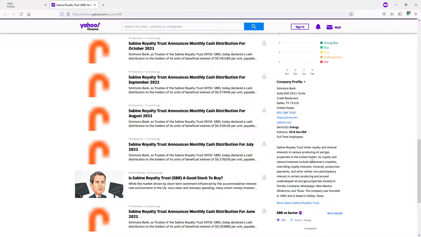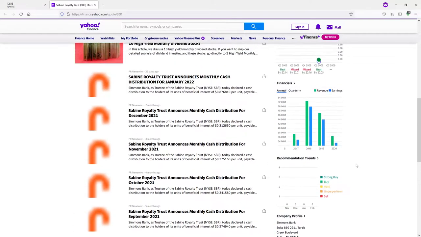Its royalty and mineral interests include landowners' royalties, overriding royalty interest, minerals, production payments, and other similar non-participatory interests in certain producing and undeveloped oil and gas properties. Okay, so if they just own interest in the minerals and get royalties from them, that makes sense of what this chart looks like, because if they don't have any significant operations and are just collecting money on prior operations or investments, then these profit margins make a little more sense, because this is kind of crazy.